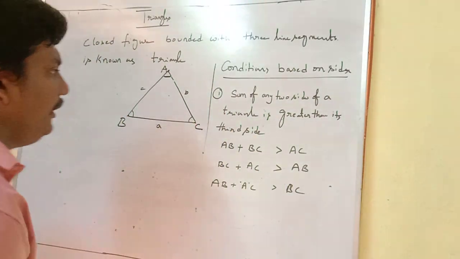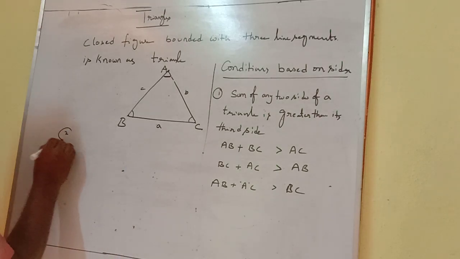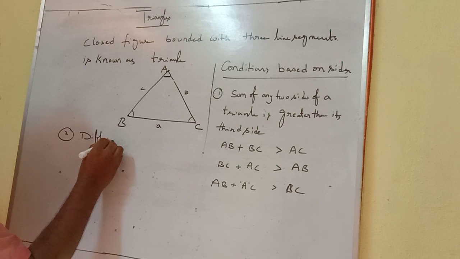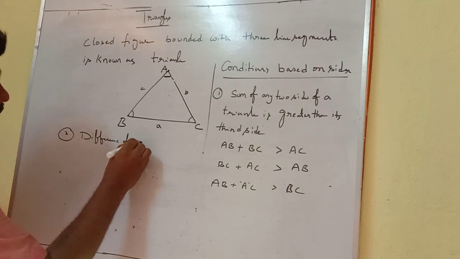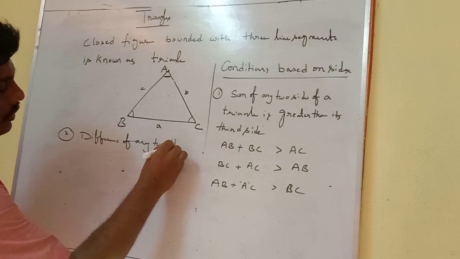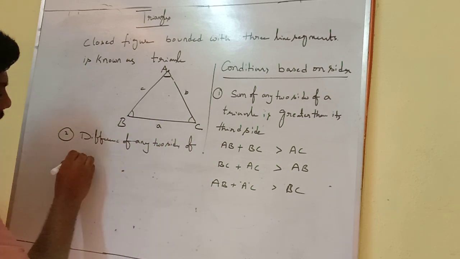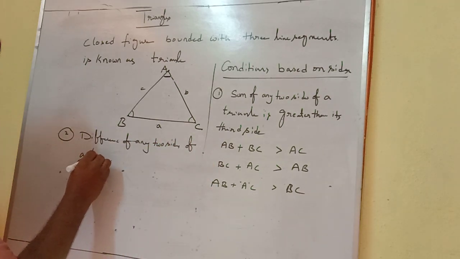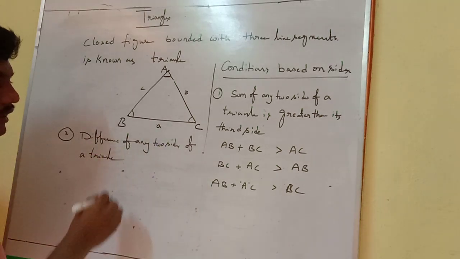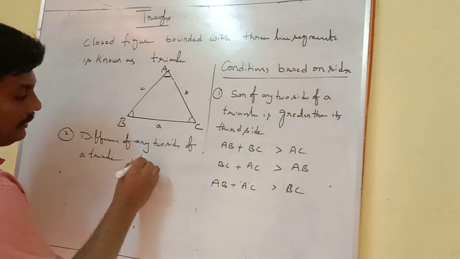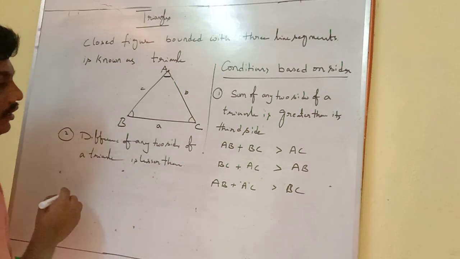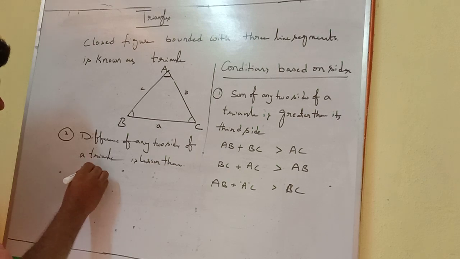In the same way, coming to the difference of any two sides of a triangle: the difference of any two sides of a triangle is lesser than its third side.